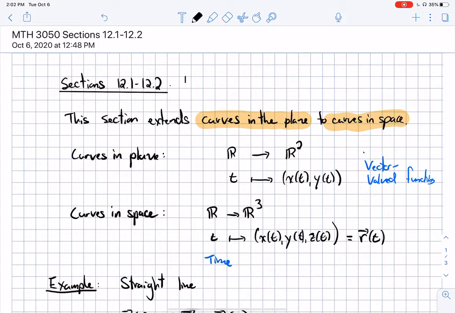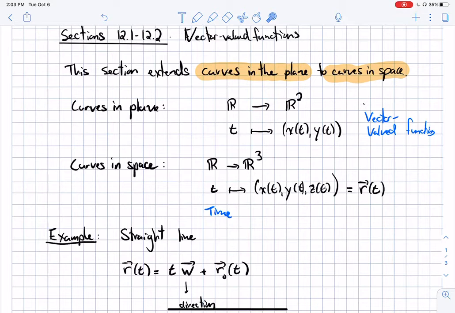The title of that section is vector valued function. What does that mean? Well, if you remember, I can see a curve in the plane as a function from R to R squared. So t is the parameter, and for every value of the parameter I get a point in the plane, a vector x(t), y(t). So the output is a vector in R2. You can do exactly the same thing for curves in space.